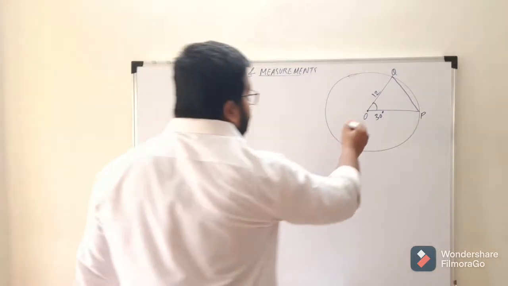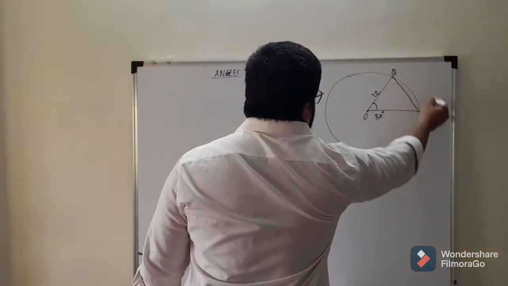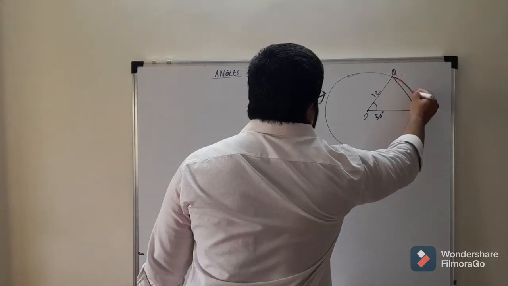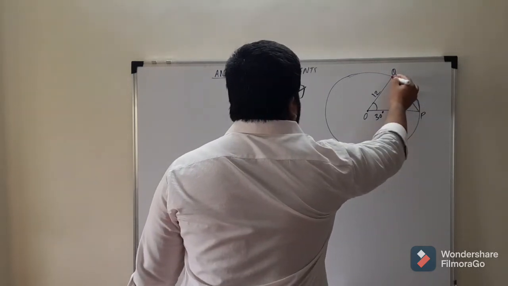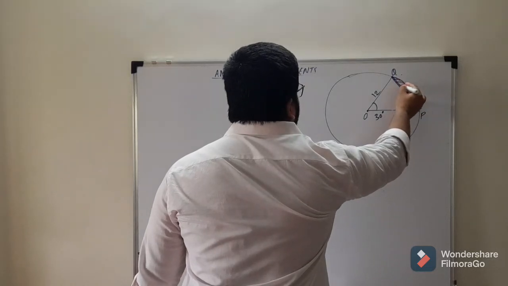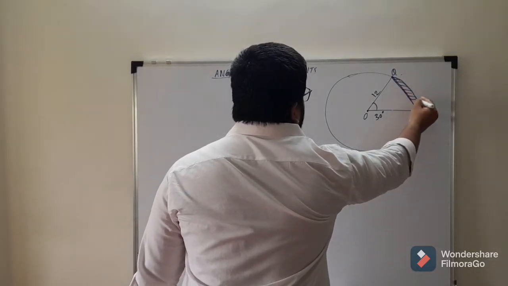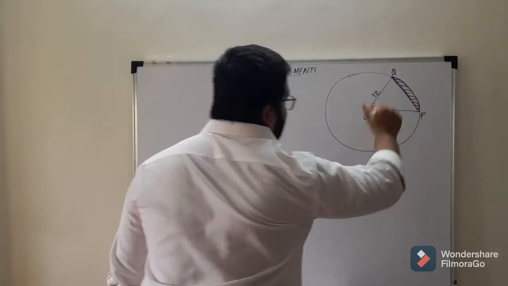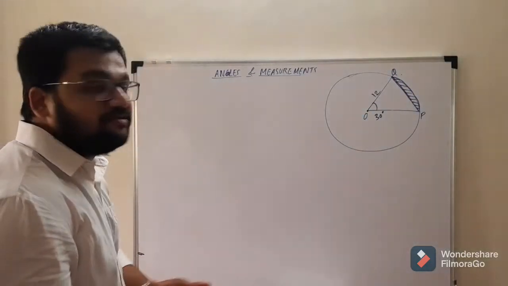Now what we have to do is, this is our arc PQ. Okay, this is our arc PQ and this is our chord PQ. That is, we have joined the point P and Q. And we have to find this area, the area in between. This makes it a bit complicated. So what we have to do, let us solve it step by step.